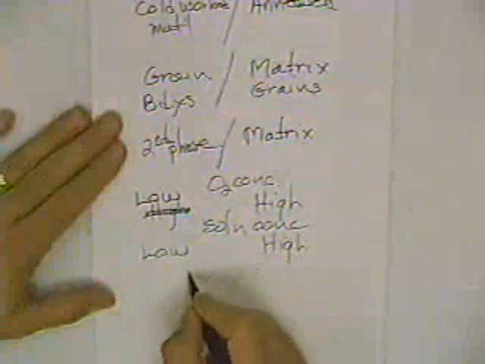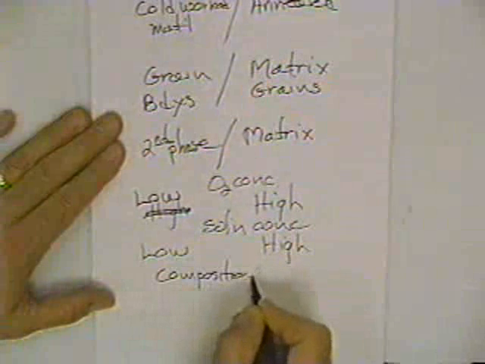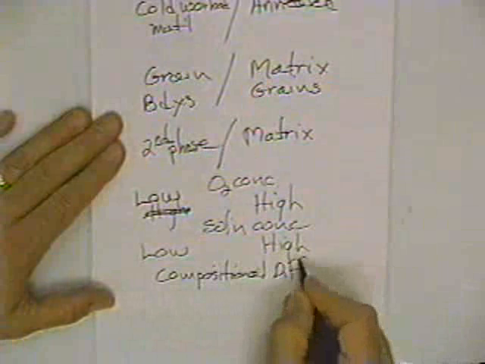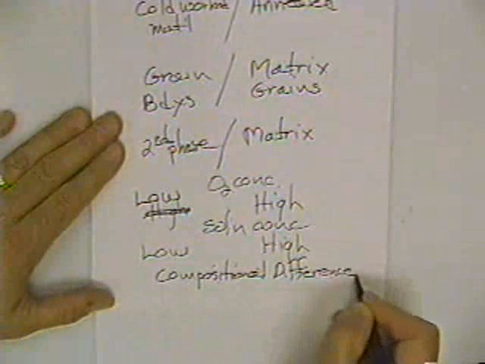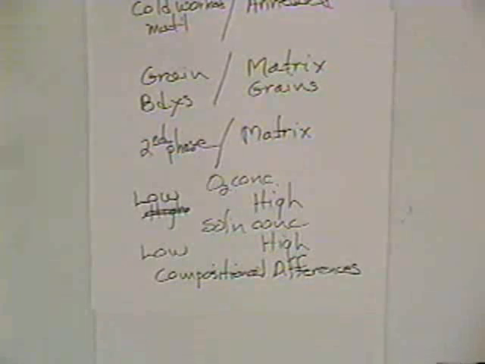And let's see, I guess the last one that I have here is compositional differences. So if you have an alloy that has local compositional differences which might occur from the casting process or some operation, those can lead to anodes and cathodes. Well, that completes the discussion on corrosion, and now we should be on page 8 of the notes, and we're going to talk about bonding.